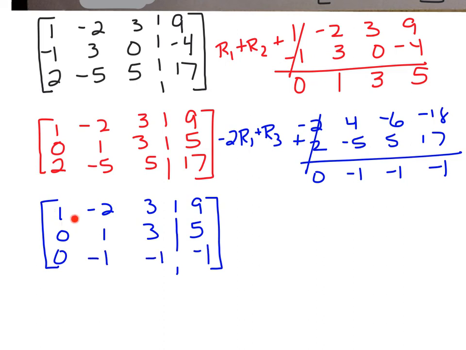Okay, let's see what we have. I have a 1 in the first position, top left corner, 0, 0, so that's good. I don't care what's here, remember. I have a 1 in the second position for my y, but below my y, I have a negative 1. I have to get rid of that negative 1. So since these are opposites, I can add row 2 to row 3 and get rid of this negative 1. So it's row 2 plus row 3.